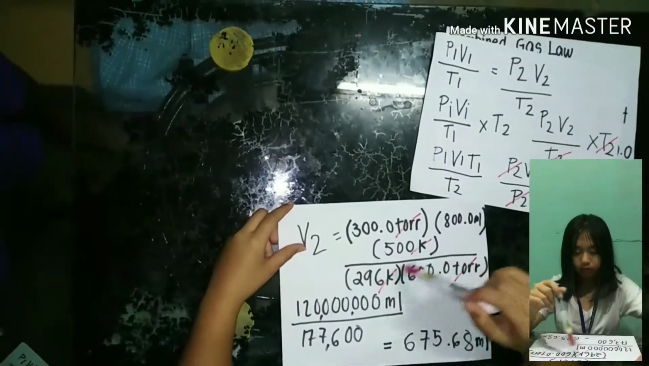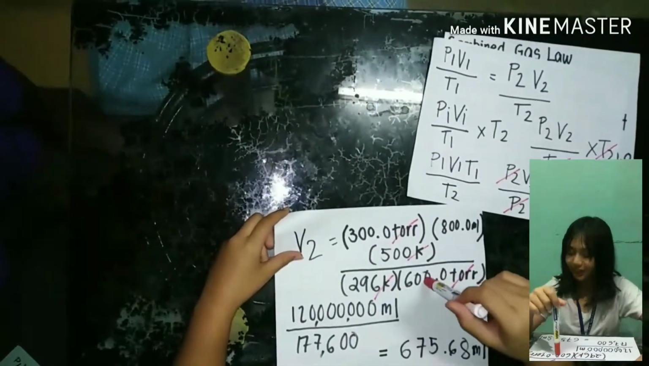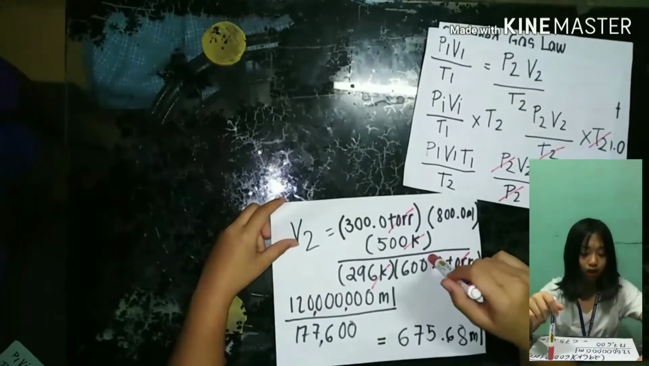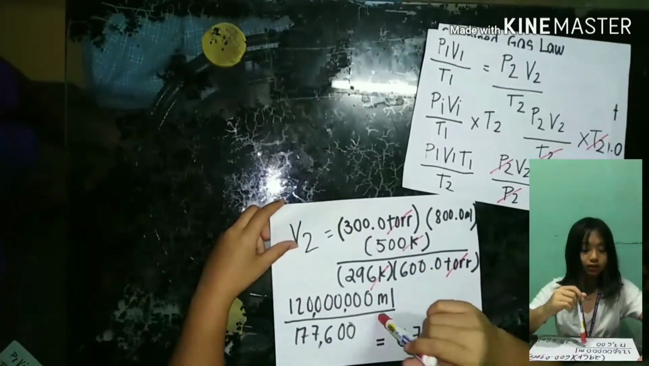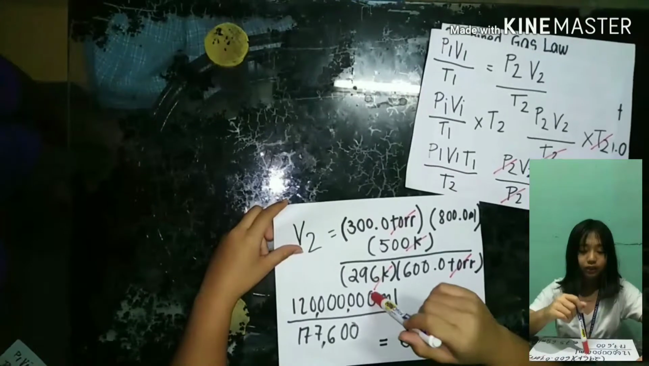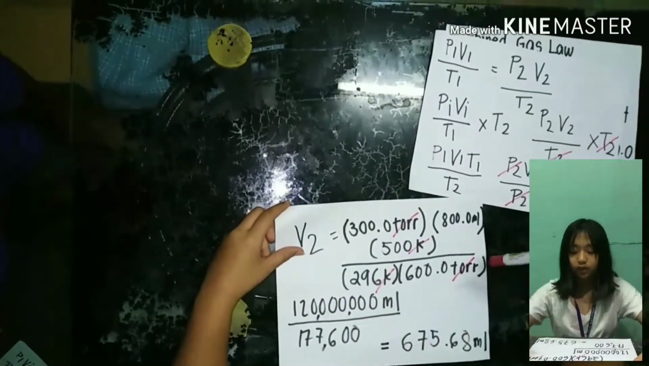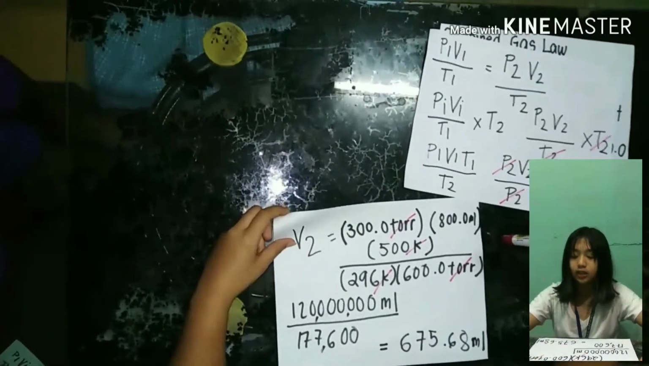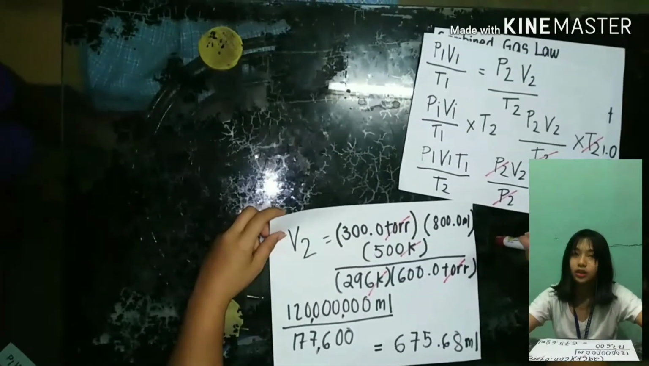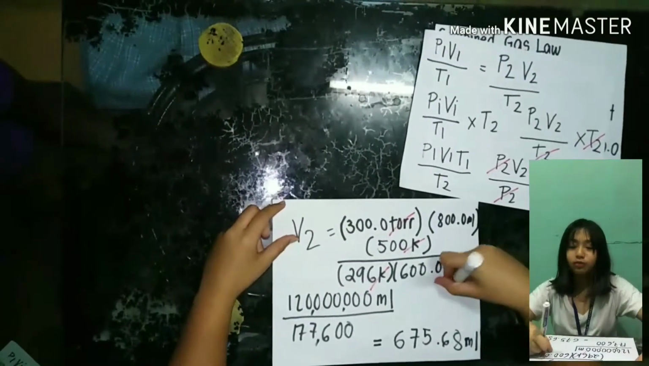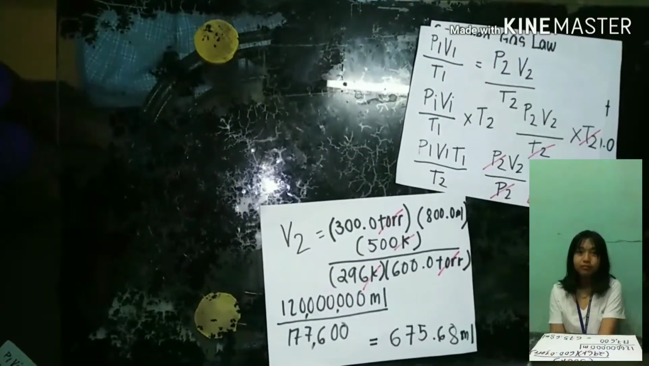divided by the product of the given on the denominator, which is 177,600. We divide each other, then we come up with 675.68 milliliters. And this is how we solve combined gas law.